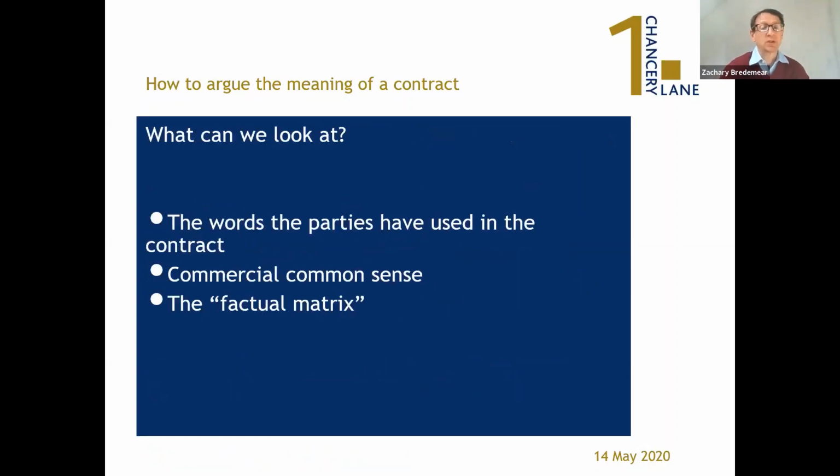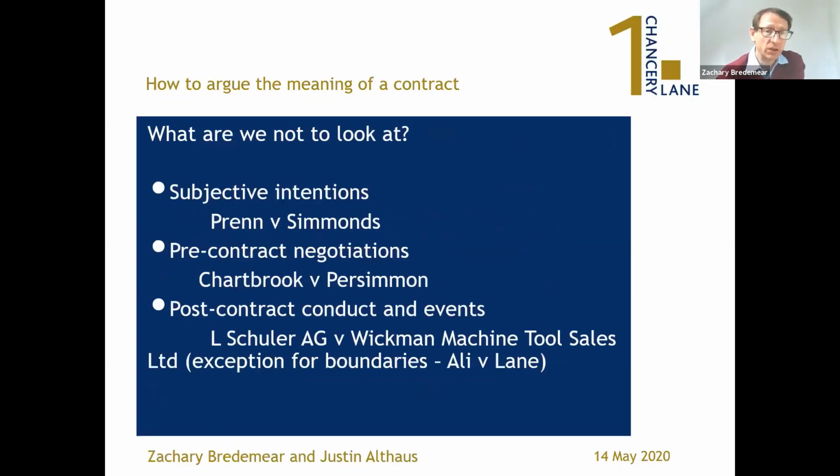So what can we look at? We can look at, of course, the words of the contract, we can look at commercial common sense, and we can look at the factual matrix. I'm going to talk about what commercial common sense and the factual matrix involve in more detail in due course. And there are some things we can't look at.